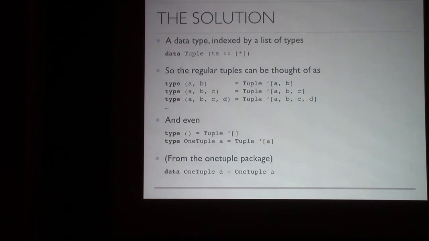So, imagine a data type called Tuple, indexed with a list of types. Pairs would be a tuple where the list of types has 2 elements. Triples would have 3 elements. And the unit would be a tuple with an empty list. And the poor neglected 1 tuple, you have to have a package installed to get the 1 tuple.